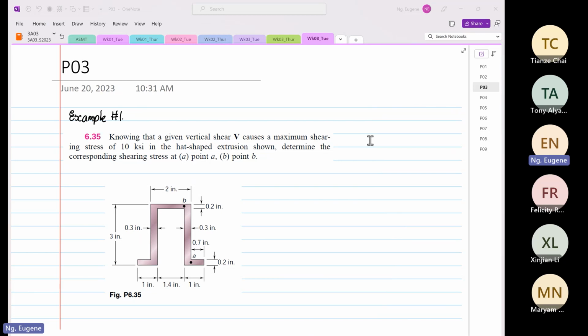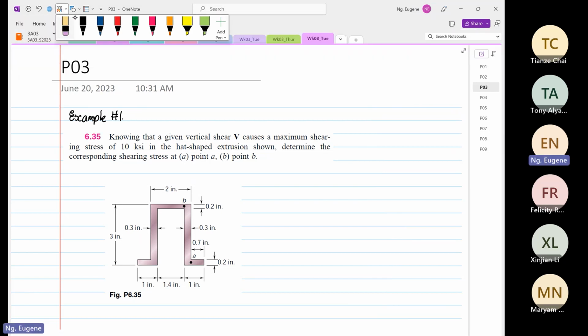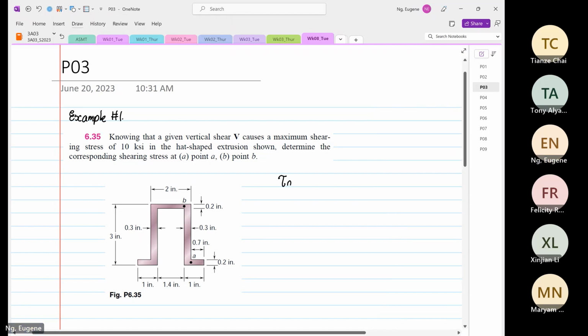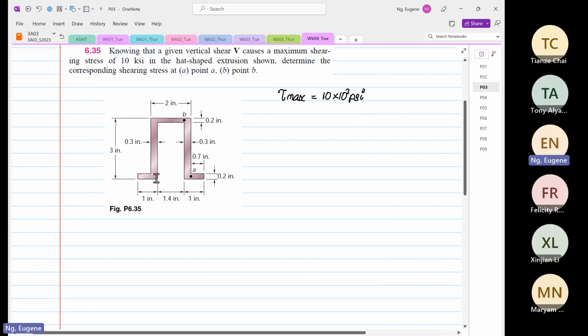Knowing that a given vertical shear V causes a maximum shear stress of 10 ksi. So what is given to us is that tau max is equal to 10 times 10 to the power 3 psi. In the hat shape extrusion shown, so this is a hat shape, determine the corresponding shear stress at point A and the corresponding shear stress at point B.